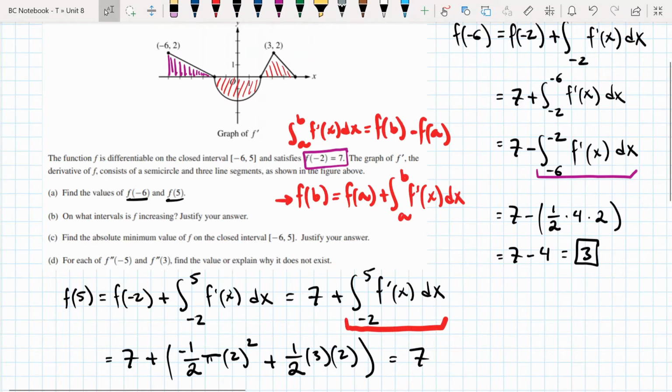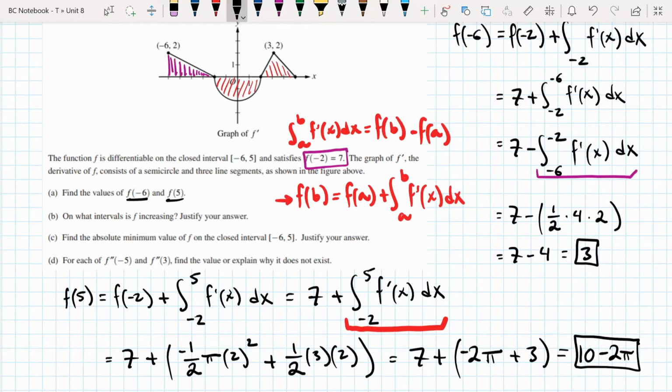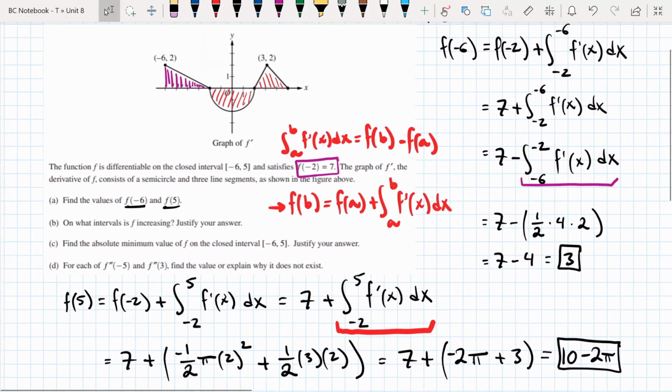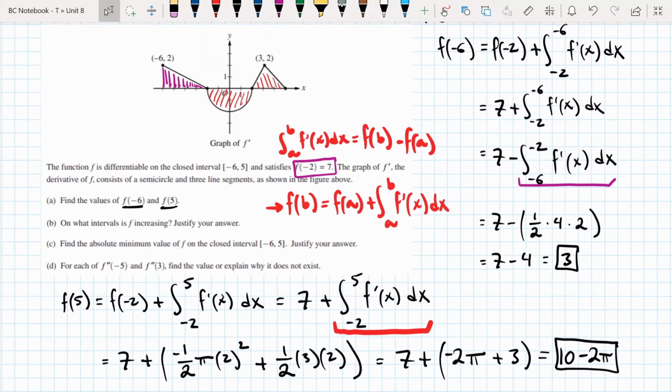So we get 7 minus 2 pi, plus 3, and we can add the 7 and the 3, and we get 10 minus 2 pi, and that's going to be the value of f of 5. So that's letter A. The most important thing to recognize is we have our starting point, and then you integrate from the starting point to whatever value of the function we want to evaluate. So the starting point to, in this case, -6.